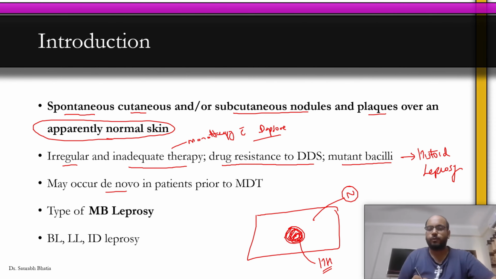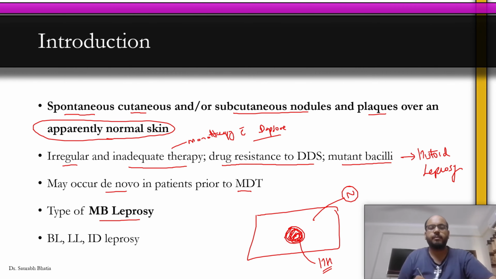It may occur de novo prior to MDT, that means before you even start MDT. You will know that a leprosy bacillus is resistant to dapsone only when you start MDT, isn't it? So it can appear de novo as a presentation with histoid leprosy.